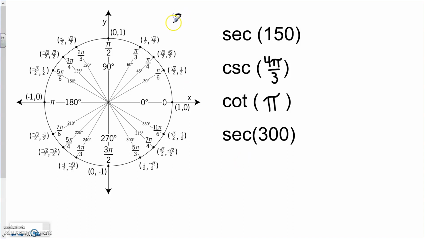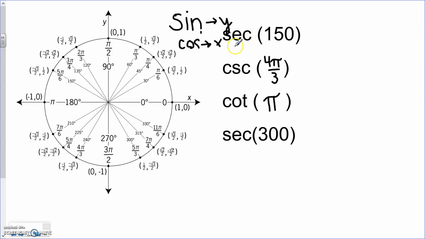And just a refresher, remember the sine, that is your y coordinate. And then the cosine is your x coordinate. Okay, so don't forget that because you're going to need that for these as well.